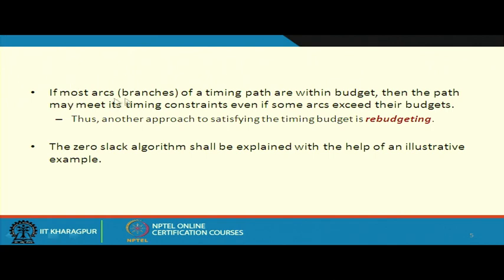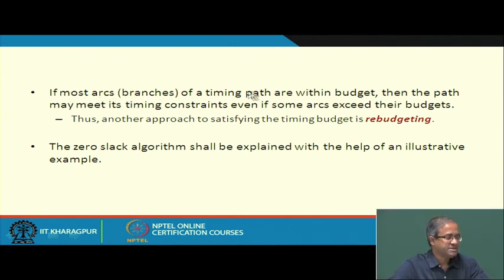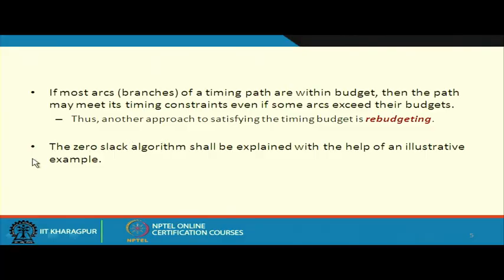So, the point is that if we find that in a timing path, most of the edges are within the timing budget, then it is possible that the entire path can meet the timing constraint, even if some arcs cross their timing budget. So, there is a process called rebudgeting, an iterative process where the time budgets are calculated and modified in an iterative way. So, at the end you get the final values which you have to meet, right. This is sometimes called rebudgeting.